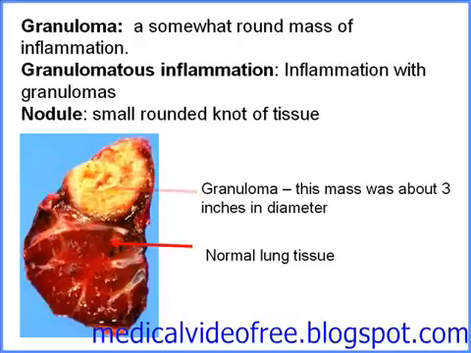And so in this photograph, you can see a segment of lung that was taken out surgically from a patient with Wegener's granulomatosis, and the yellow nodule in the upper part of this specimen is an area of granulomatous inflammation. You can compare that to the more normal lung tissue at the bottom part of the picture.